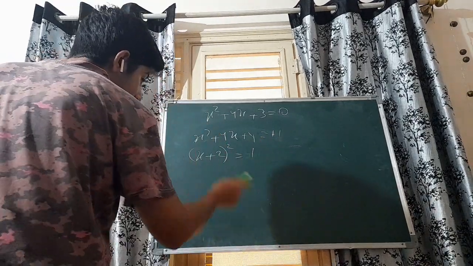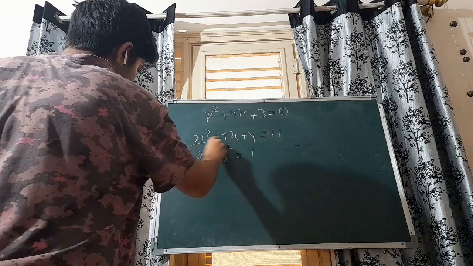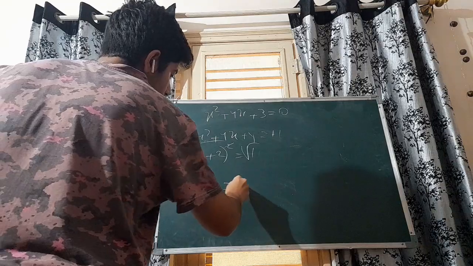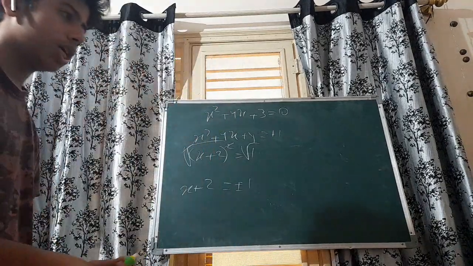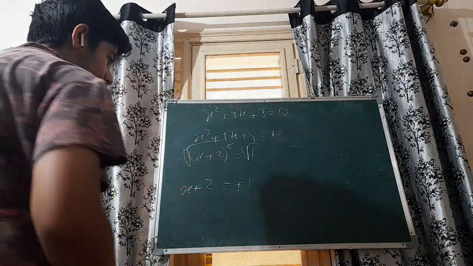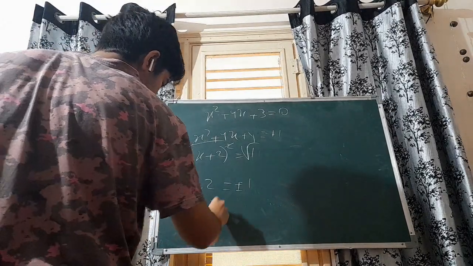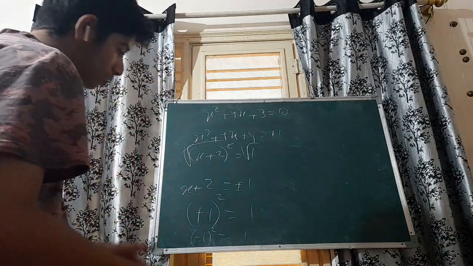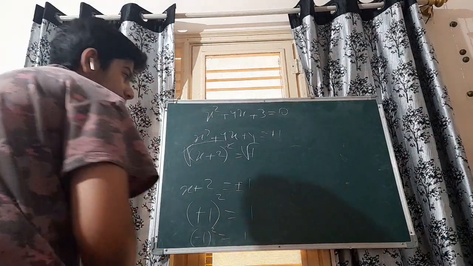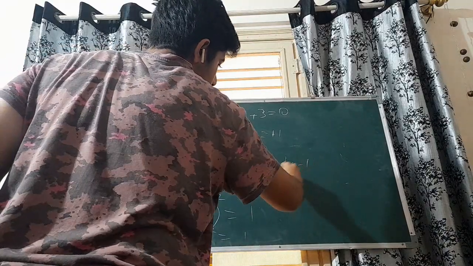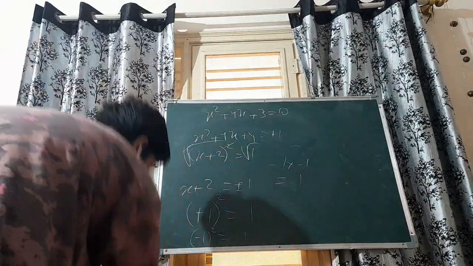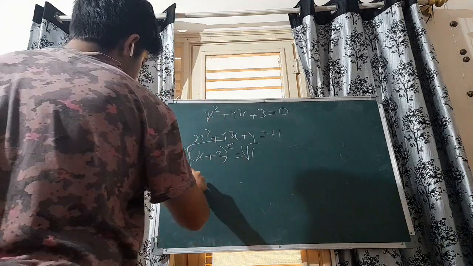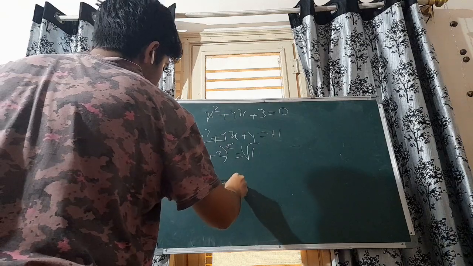Now we're going to take the root on both sides. The root and the square cancel, so x plus 2 equals plus or minus 1. Let me explain why it is plus or minus. Plus 1 whole square is 1, and minus 1 whole square is also 1. So we can't write just one answer, so we write plus or minus. Minus 1 into minus 1 is 1, and positive 1 into positive 1 is also 1. So x plus 2 equals plus or minus 1.